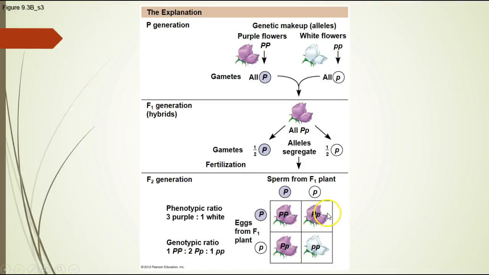That gives us the 3-to-1 ratio that he saw in the F2 generation, because 3 of these have the purple flower allele, which gives them the purple color, and 1 has only the white flower alleles, which gives it the white color. The ratio in the phenotype, or the appearance, is 3-to-1, 3 purple to 1 white. Genotypes, we have 3 different genotypes: 1 homozygous dominant, 2 heterozygous, and 1 homozygous recessive in the offspring.